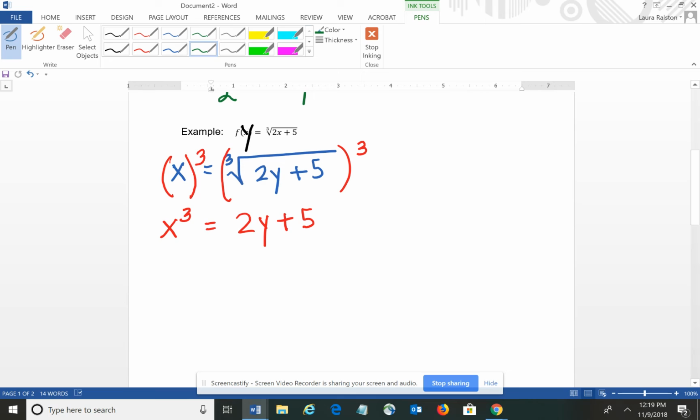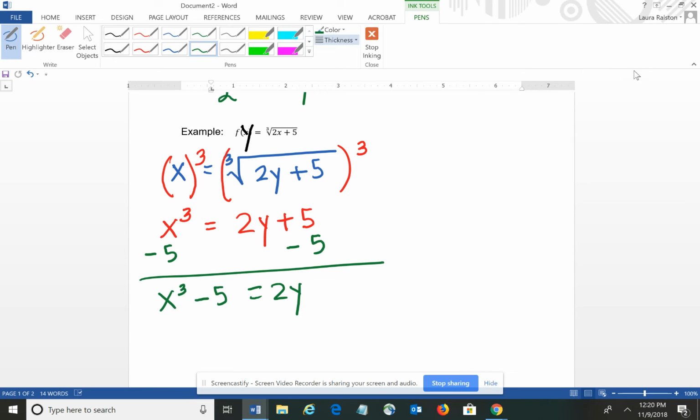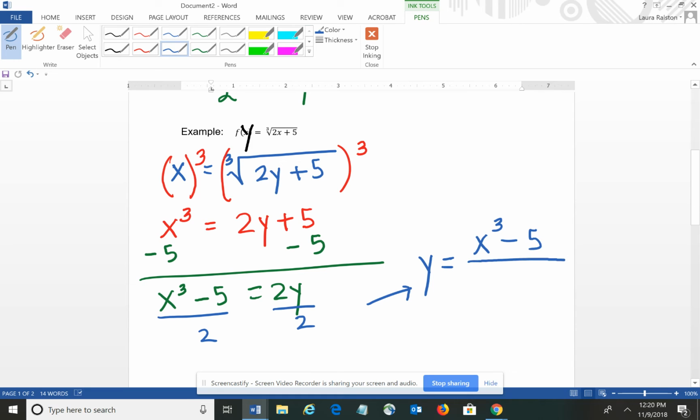Again, I'm trying to solve for y. So then I'm going to subtract 5. So I have x cubed minus 5 equals 2y. Then I'm going to divide everything by 2. And the resulting equation is y equals x to the third minus 5, all divided by 2. And again, remember that that y that we just found is actually f inverse of x.